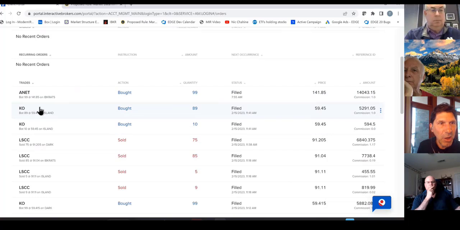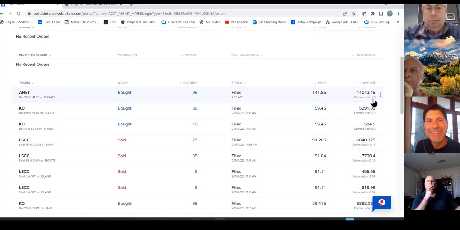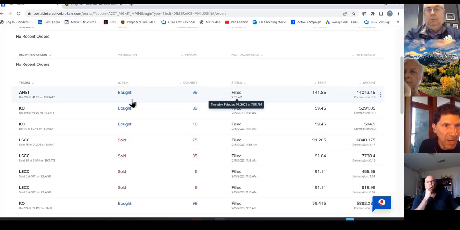So when I bought KO, it traded at Island. This was yesterday. And look, it's split into 2 trades. I put in 99 shares. I got 59.45 on both of them. But see this? I paid a commission on one, not on the other. There's my commission, $1. It's worth it to me because I can go look and see where things are trading.